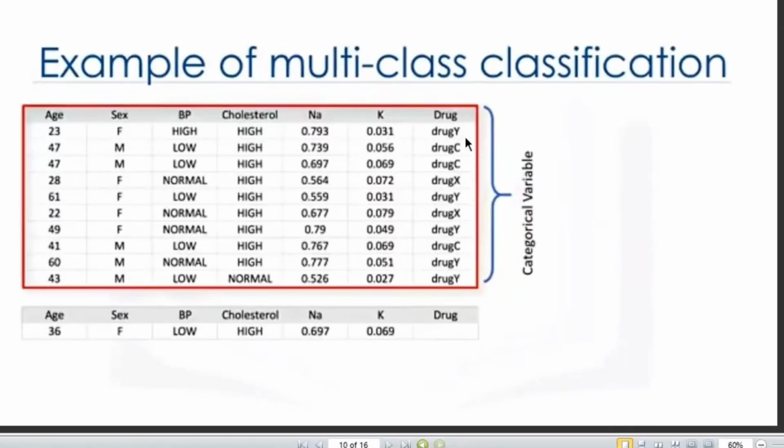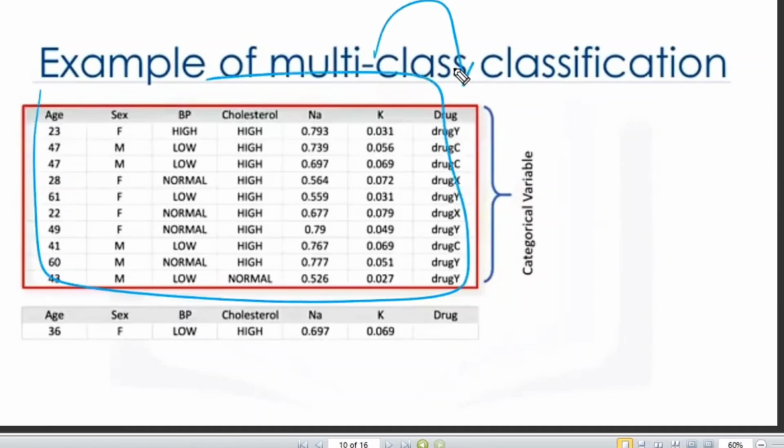Multi-classification problem. So here, drug Y, drug C, drug X. Right? So we are having 3 categories. Based on the input data, we have to predict which drug we have to give, whether it is drug X or drug C or drug Y. Here 3 categories are there.